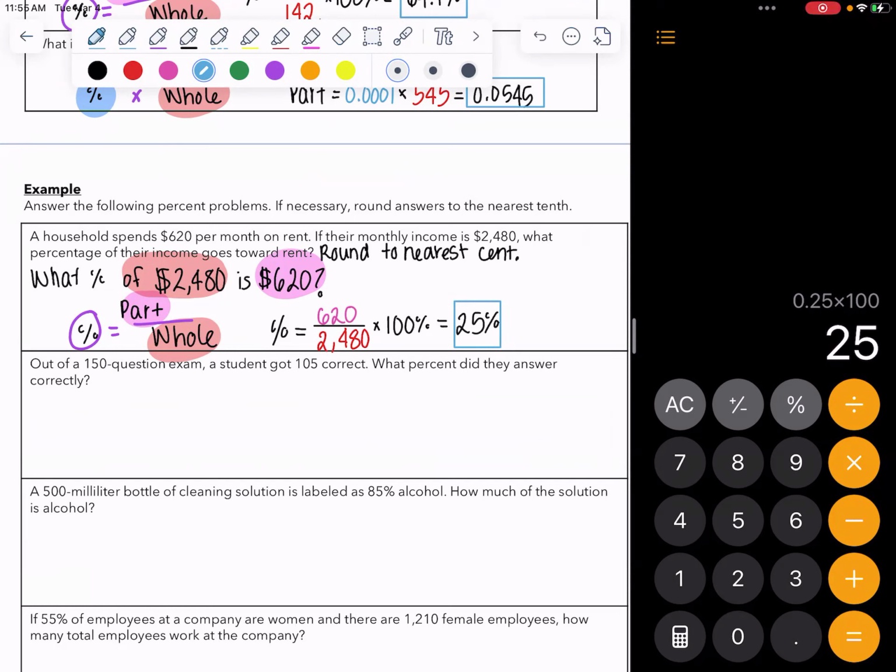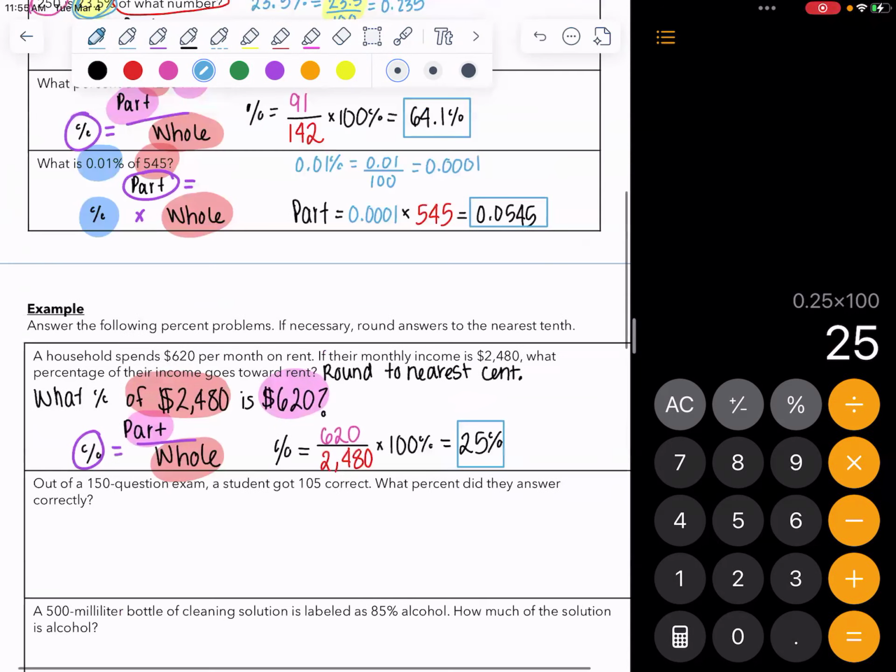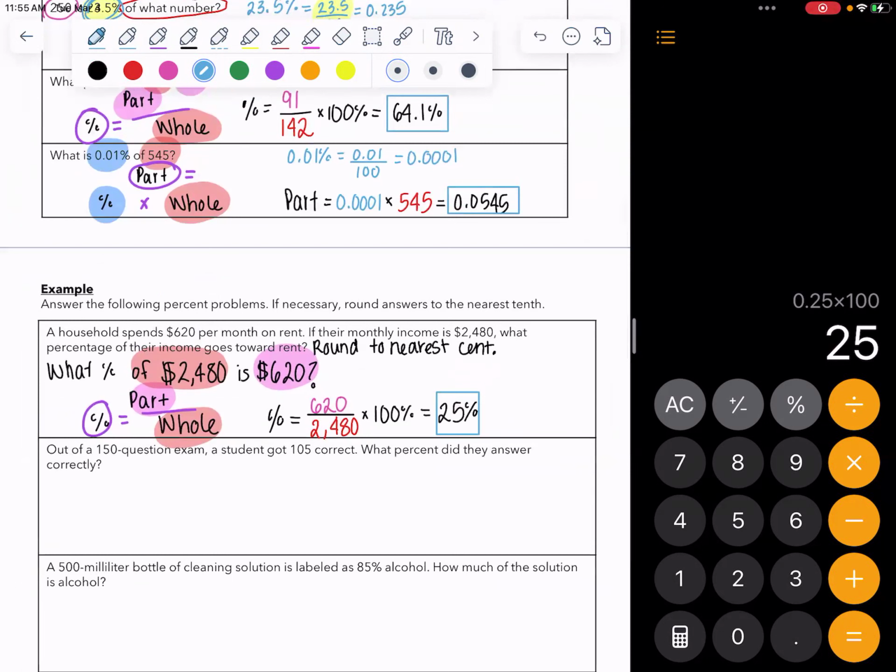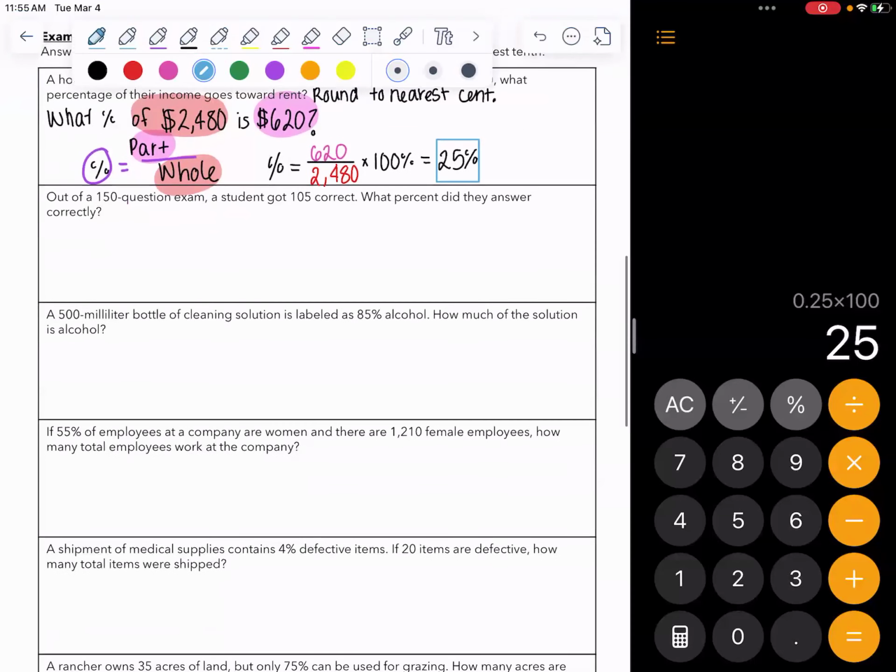For the next question, oh, it's not scrolling. Please let me scroll. Give me a sec here. Okay, I think it's working.